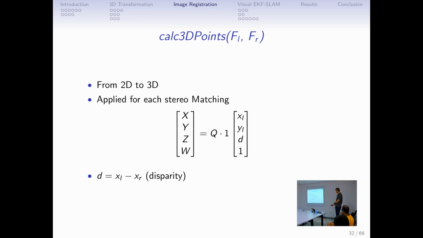So we are going now from 2D to 3D. We are multiplying the reprojection matrix times our vector, which is filled with the xy coordinate of the left feature, and the disparity, which is the disparity between the left image and the right image, x coordinate of the current feature, because we are running this for every feature. So for every feature in our feature set, we are now getting 3D points.